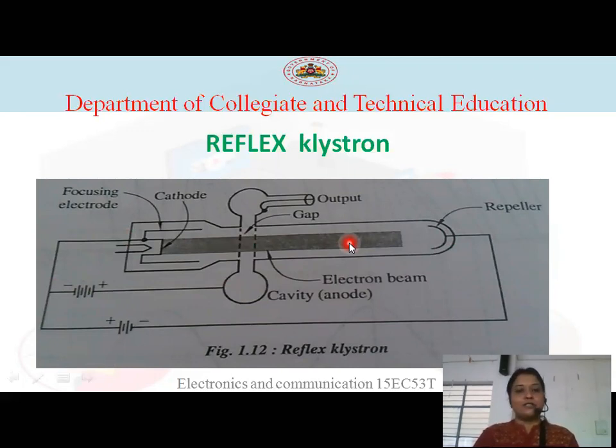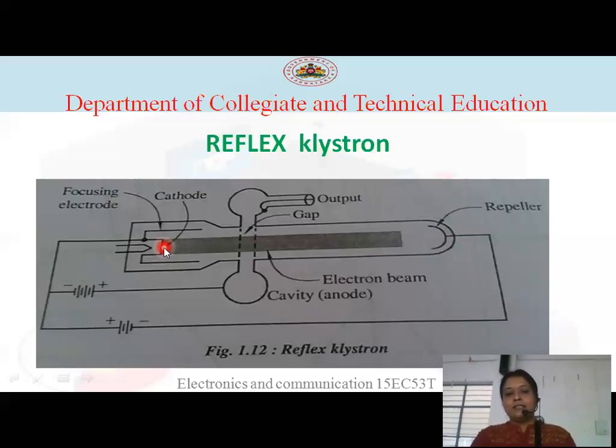The velocity modulation is taking place. Now, this is the repeller here, and this is one cavity, the anode cavity, through which we are taking the output oscillations. As usual, the cathode is generating the electrons.